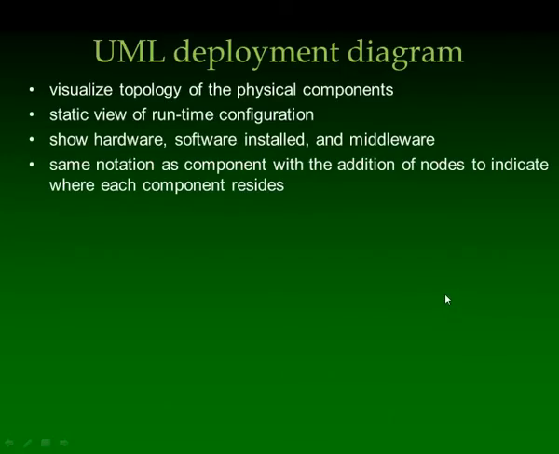Okay, so the UML deployment diagrams are used to visualize the topology of the physical components of a system where the software components are deployed. So they depict a static view of the runtime configuration of hardware nodes and the software components that run on those nodes. They show the hardware for your system, the software that's installed on that hardware, and the middleware used to connect the disparate machines to one another. So it uses the same notation as components with the addition of nodes to indicate where each component resides.